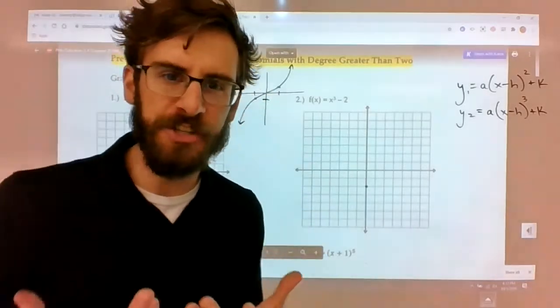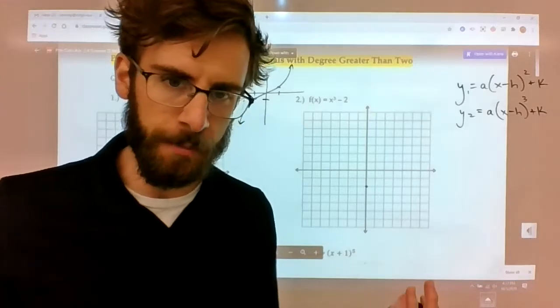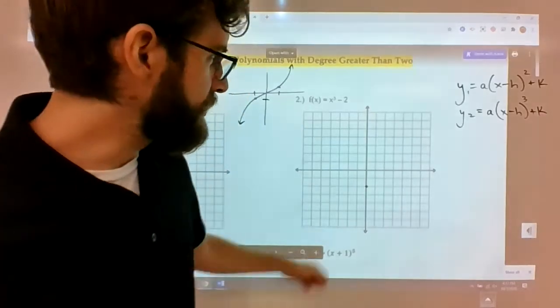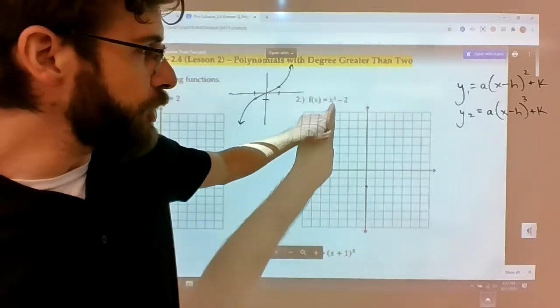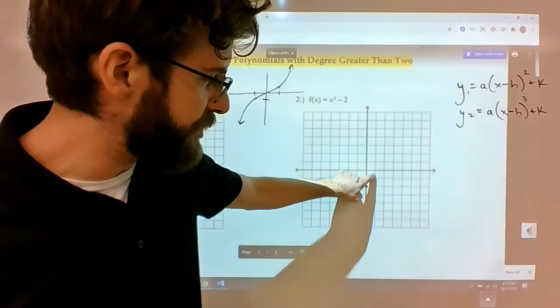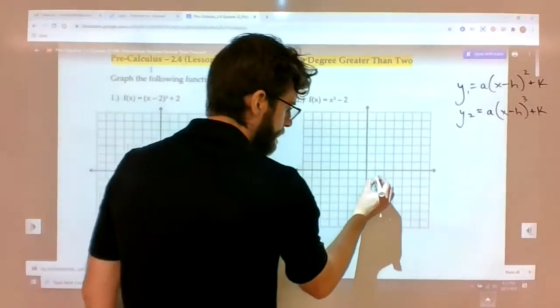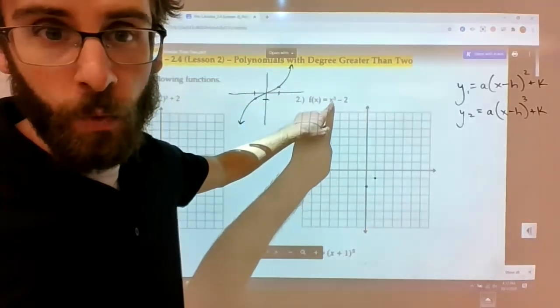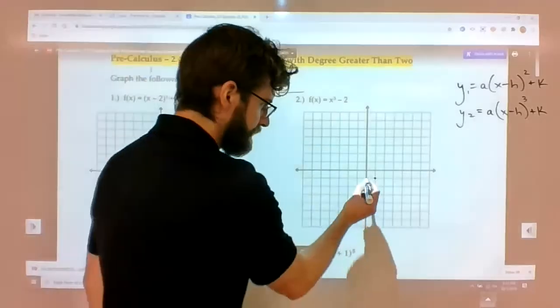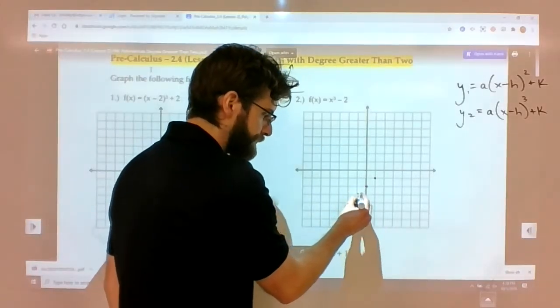So if you wanted to just plot points, that's probably the easiest way to talk about this. 0 cubed, you get -2. 1 cubed minus 2 would be 1 minus 2, you'd get -1. -1 cubed is -1, minus 2 is -3. So left 1, down 3.